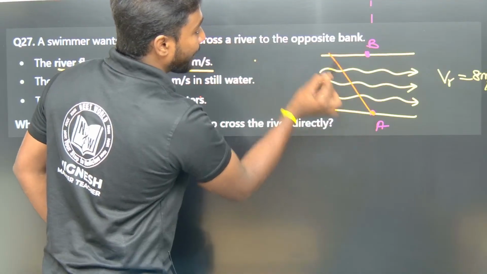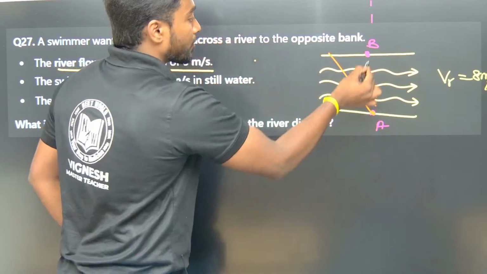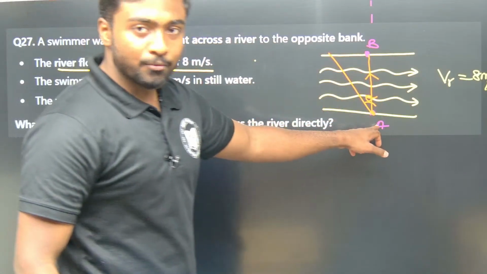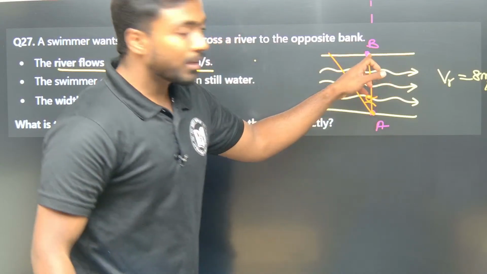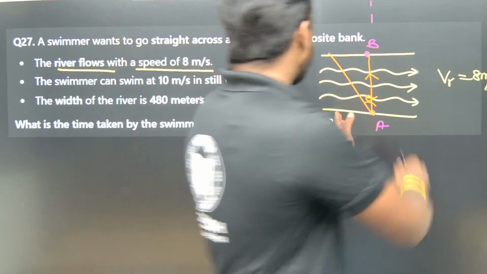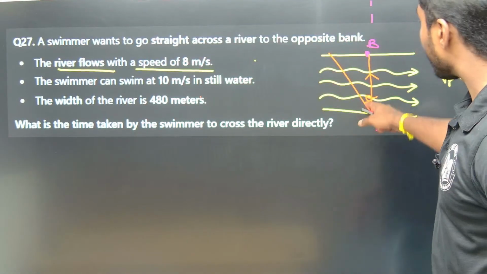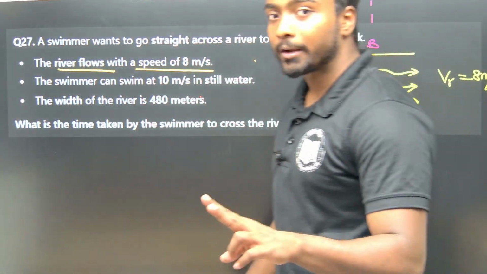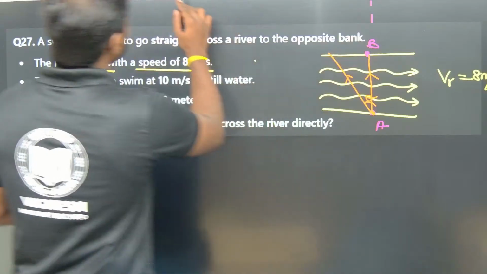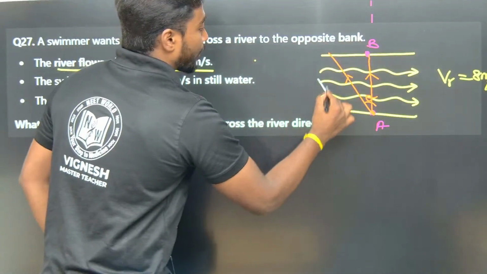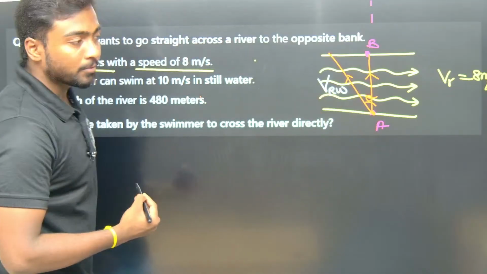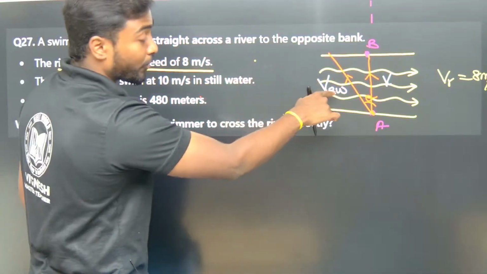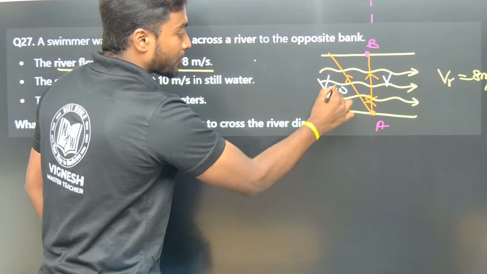I will start with some angle theta, so that I can reach exactly this position. A person who is seeing from the ground will see the person going in a straight line. But a person who is with me will see me going at an angle. So this is the velocity of the river with respect to water, and this is the velocity of a man.